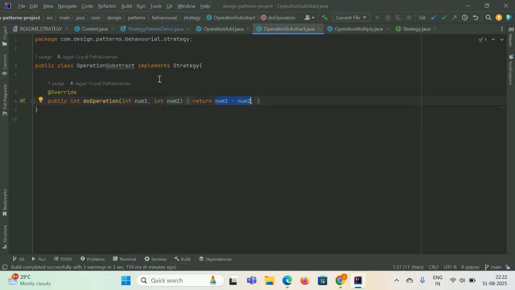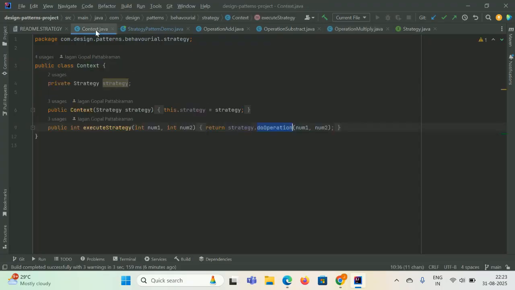Similarly, operation subtract will implement the strategy and does the doOperation on these two integers with the subtract symbol. Similarly, operation multiply implements the strategy and does the multiply on these two numbers. We have strategy as an interface and operation add, operation subtract, operation multiply implementing the strategy interface with the respective operations. The context object here we will call the context object.